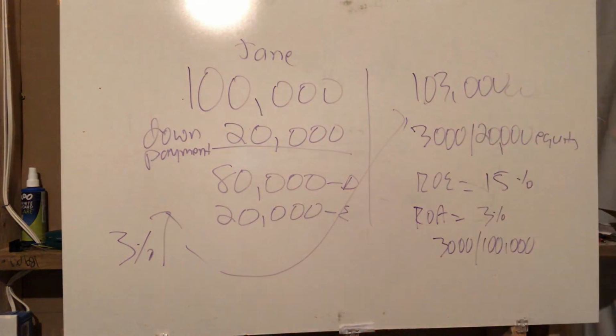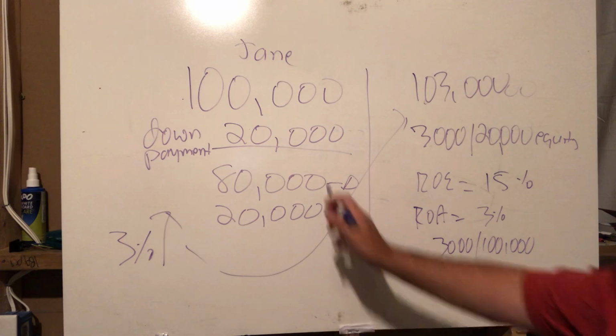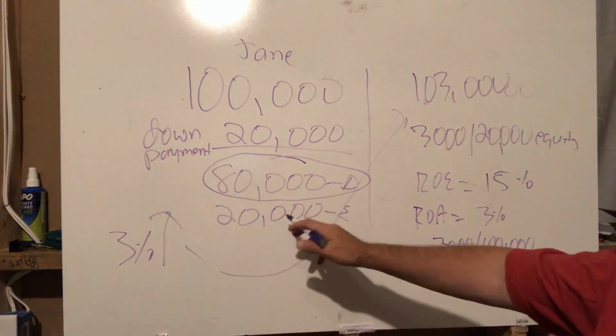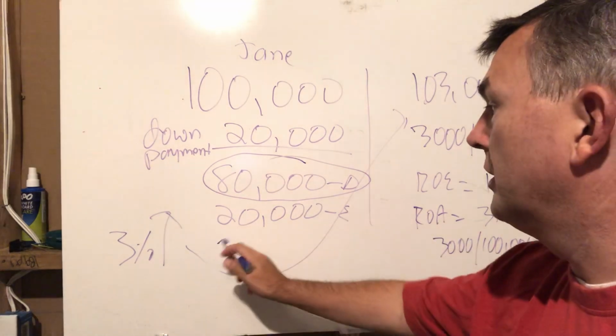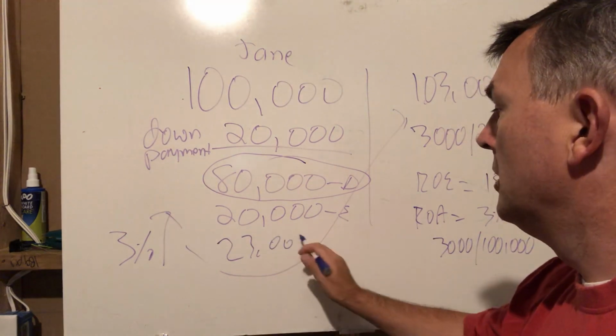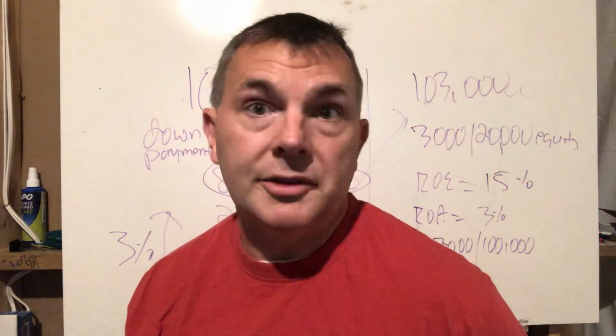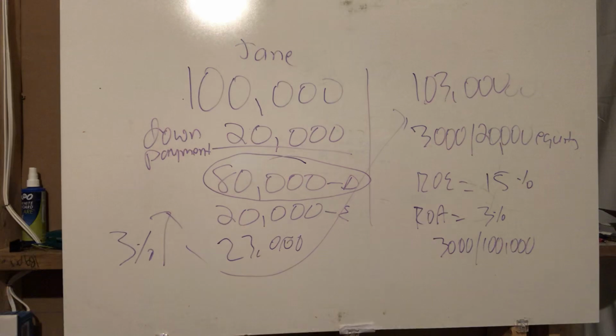Now, at the end of the day, is that good, bad, or otherwise? Well, she still owes $80,000. All right, so that's just a fact. But now instead of having $20,000 of equity, she has $23,000 of equity because the leverage gave her all that growth, and the debt is still fixed. All right, so let's go on to part 2 of this now.